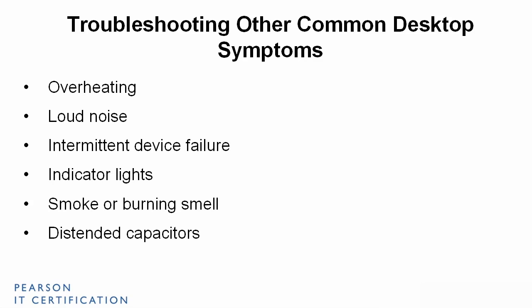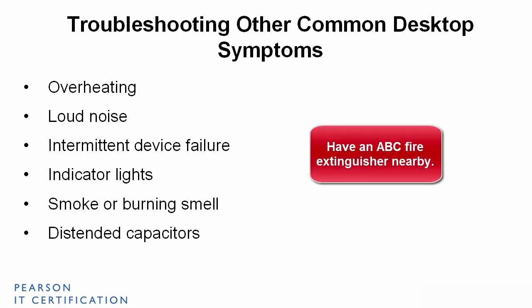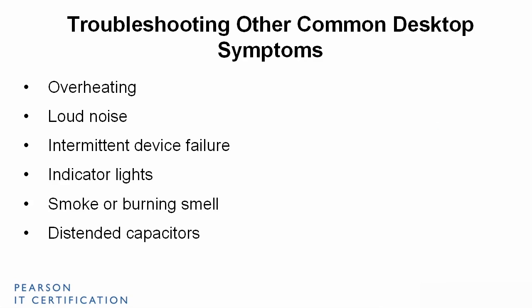So there's a little bit of troubleshooting other common desktop symptoms. You want to be real careful with a lot of these. Smoke or burning smell or overheating could be a fire hazard. So not only do you want to shut down the computer, disconnect it, but also you want to have a fire extinguisher handy. An ABC fire extinguisher should always be in your lab. And you want to be ready to put out any fires if they do start.